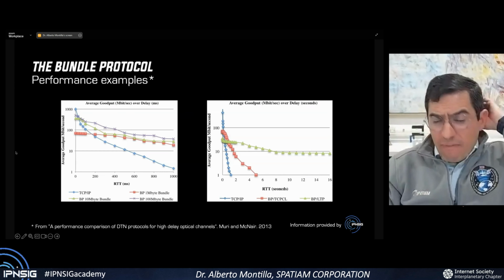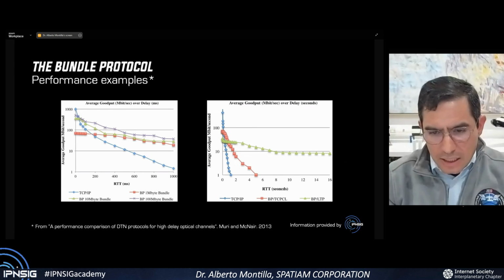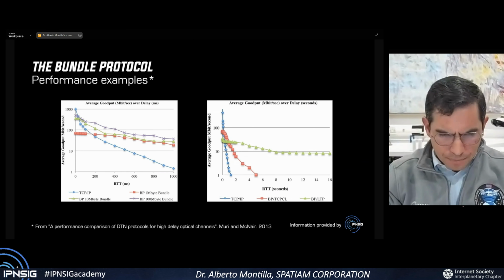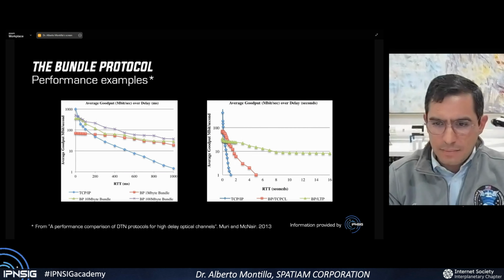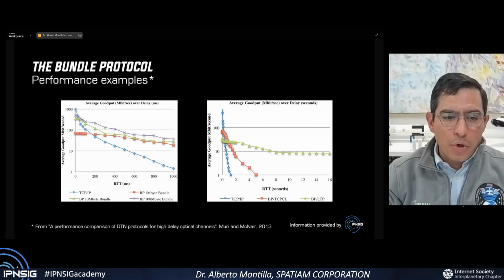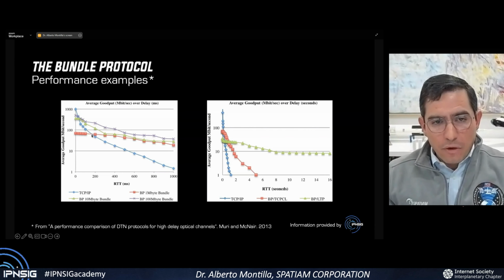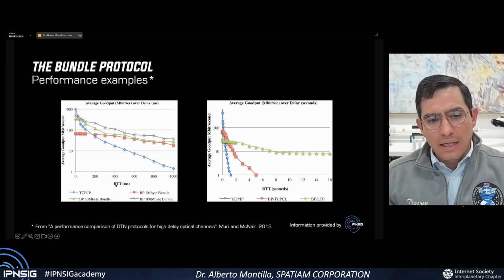So this is a basic performance example. I took this from the literature. These initial estimations were done a decade ago, and compare the TCP/IP performance. In the first one, you may have a look at Earth vicinity with round trip times in the milliseconds. So basically, that goes from 0 to 1 second. And you see the blue line is TCP/IP. You see that the goodput, the ability of the network to send information, goes close to 0 just at 1 second delays, right?